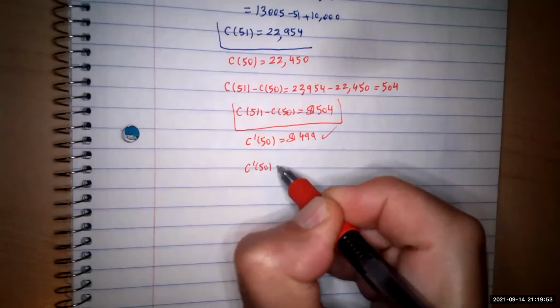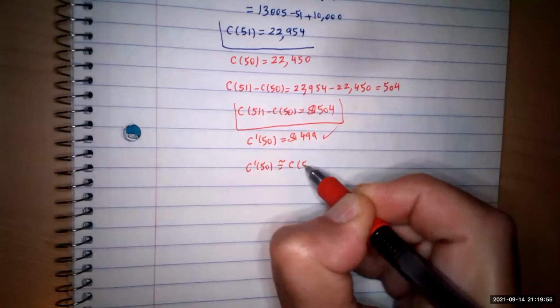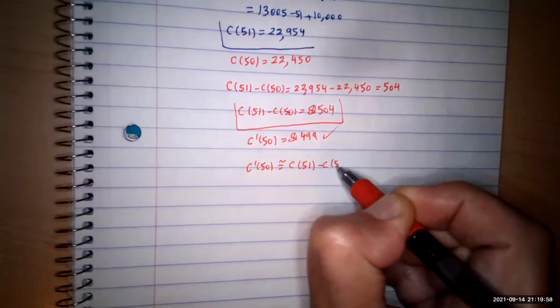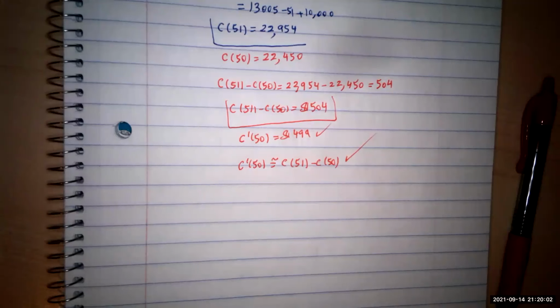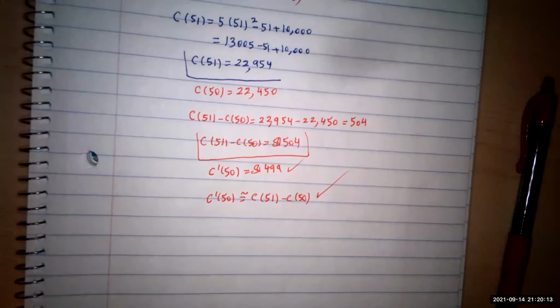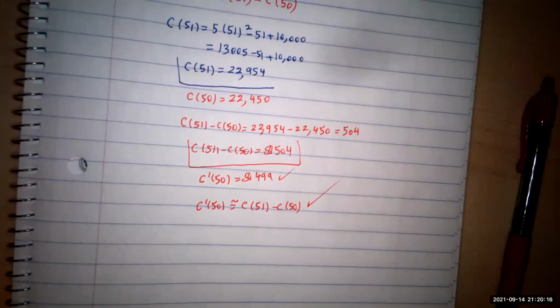So C prime of 50 is approximately the same as C of 51 minus C of 50. In some problems in your book, or the one that you have on your practice one, they want you to confirm that your estimate and the actual one are almost the same as each other. That gives you a better understanding of what we are talking about when we talk about the rate of change: the derivative of the function is just a prediction.